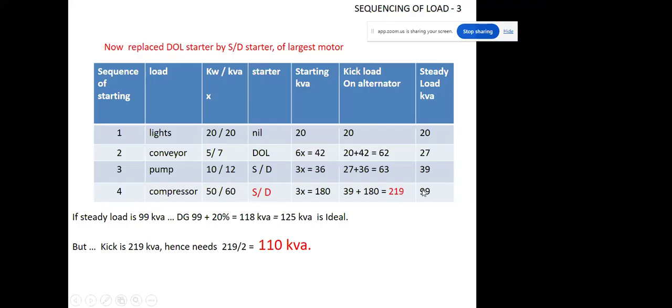This is not going to change because ultimately all loads are same. We are here thinking for the kick demand. So 219 divided by 2 is 110 kVA. So yes, I am very much near to my normal average load, 100 kVA and 110. Yes, this is absolutely okay, no problem.